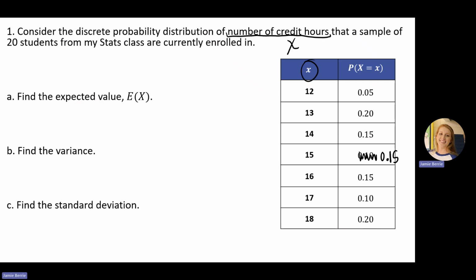All right. So expected value is just another word for the mean. When you see the phrase expected value, just know that that's referring to the mean, just like we've calculated in the past. And then we're also asked to find the variance and the standard deviation. All right, so let's get our calculator.